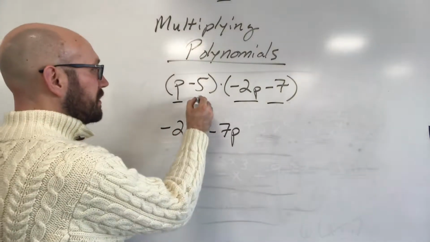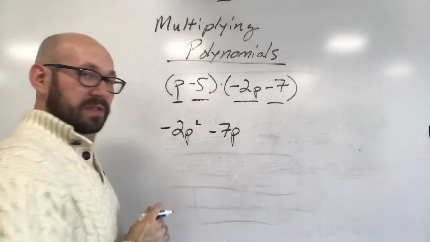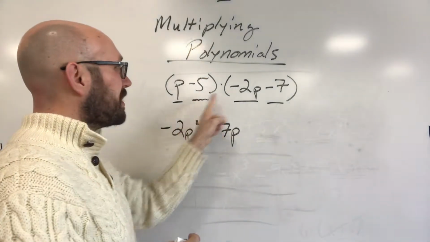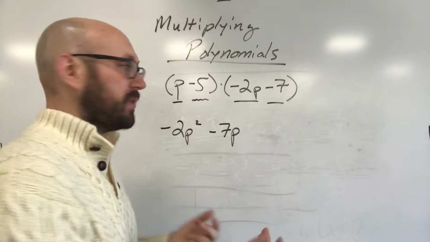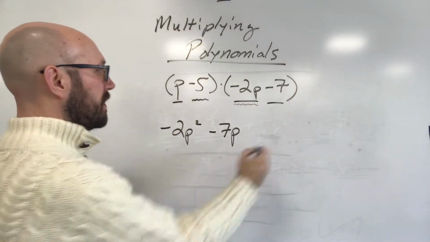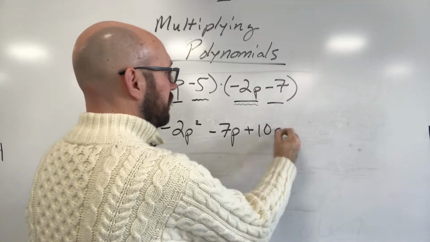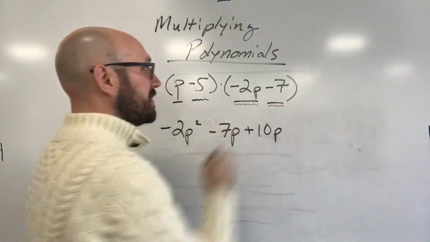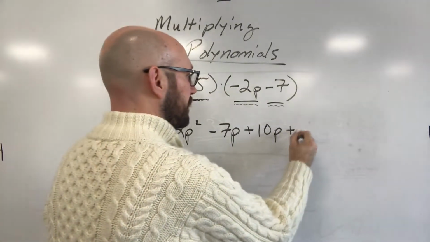The second thing I'm going to do is distribute the negative 5 across the second binomial. So every term gets multiplied by each other. So negative 5 times negative 2p is going to be positive 10p. And then negative 5 times negative 7 is going to be positive 35.